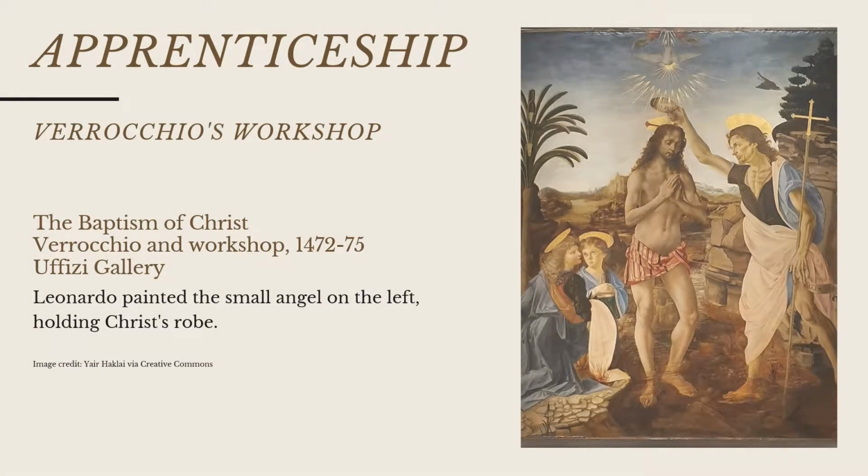From ages 14 to 17, Leonardo worked in the workshop of Verrocchio as a studio boy. After that, he was promoted to apprentice. He learned a variety of skills from painting and sculpting to metalworking and even science. This would set the tone for the rest of his life. He would always be curious about the world around him.